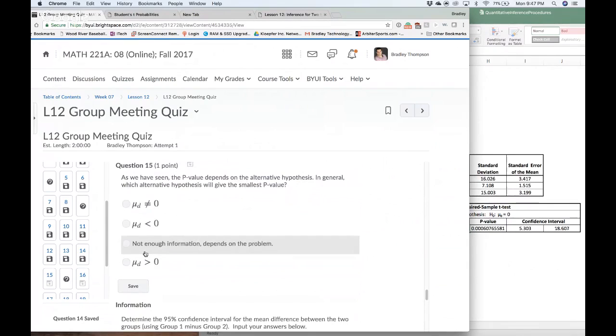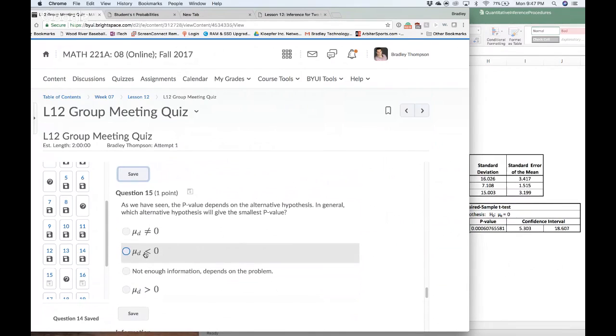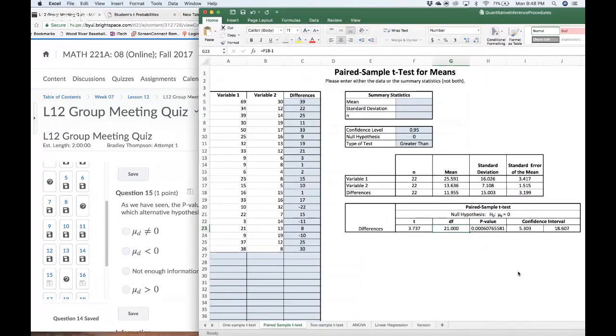Last one for this group. As we have seen, the p-value depends on the alternate hypothesis. In general, which alternative hypothesis will give you the smallest p-value? So greater than or less than, let's see. Looks like greater than for sure. Yeah, big time.